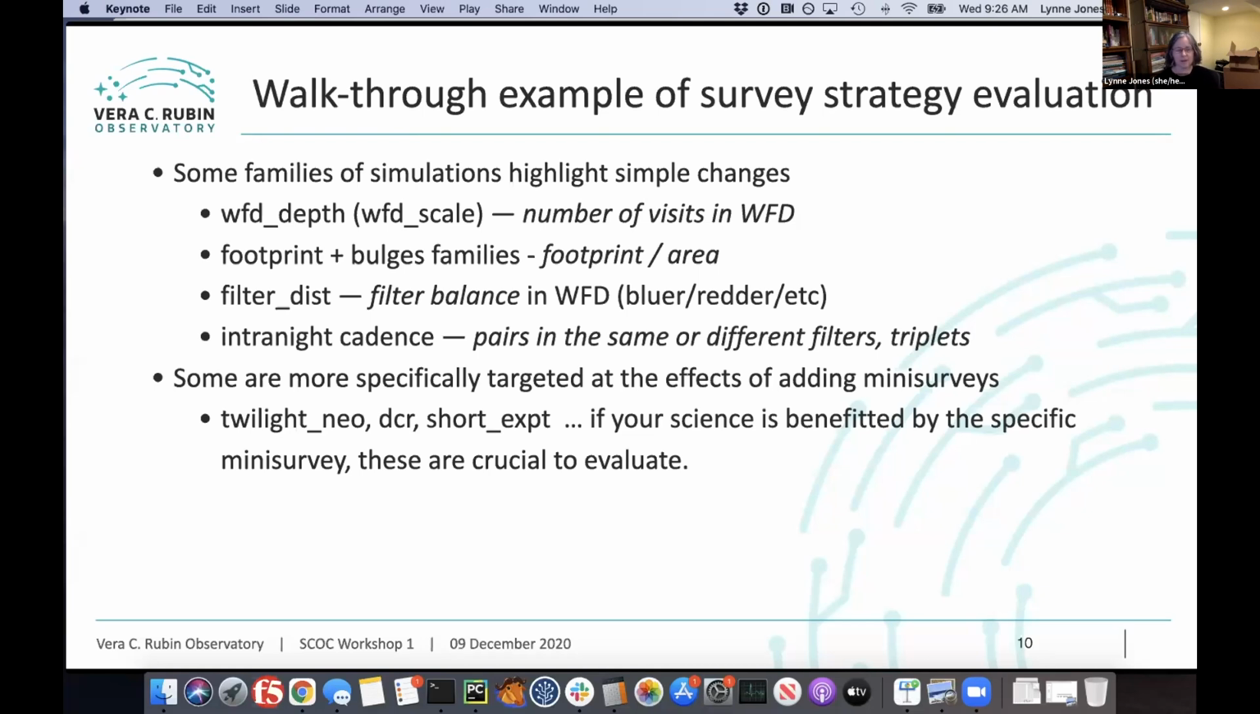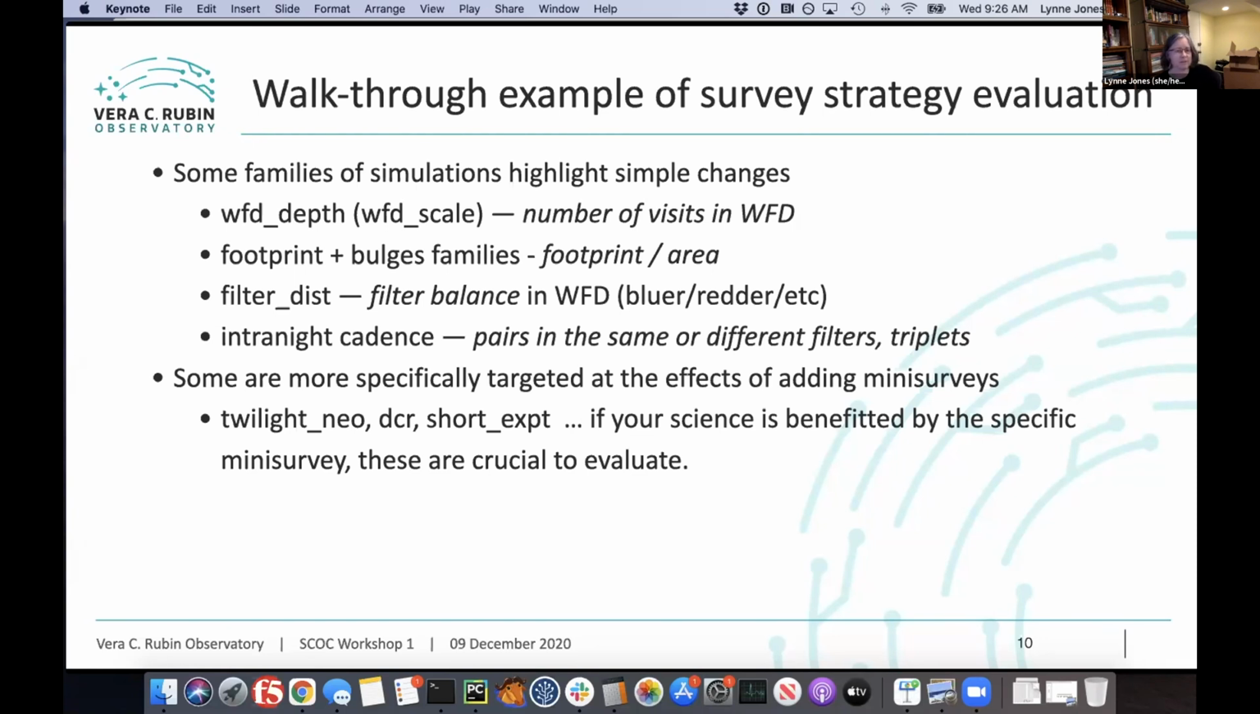For the intra-night cadence, we have a series of simulations where there are pairs in the same filter or a different filter, and then whether we took triplets in the night and how much time we spent on those triplets. So you can look at how your metric changed as the intra-night cadence changed.